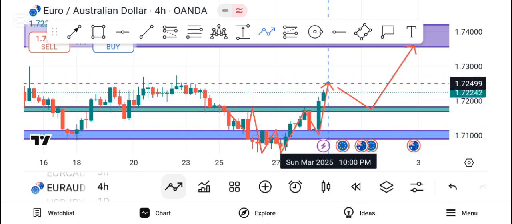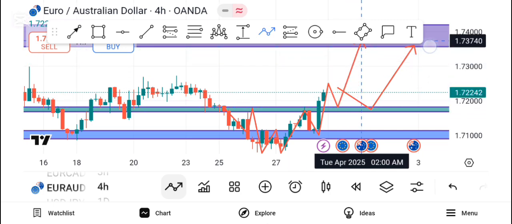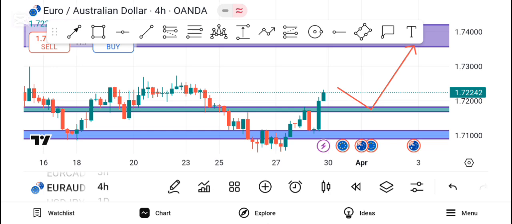So what are we expecting? Expecting a retest of this lower high, higher high, then we buy from here in this manner. So this is the full technical analysis on Euro AUD. So let's go next.